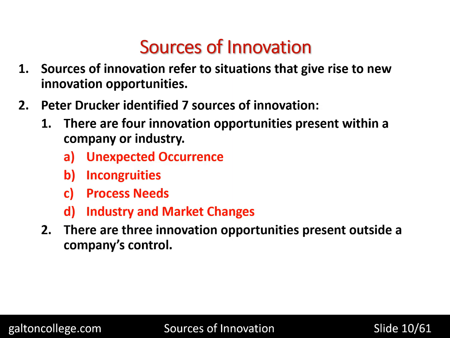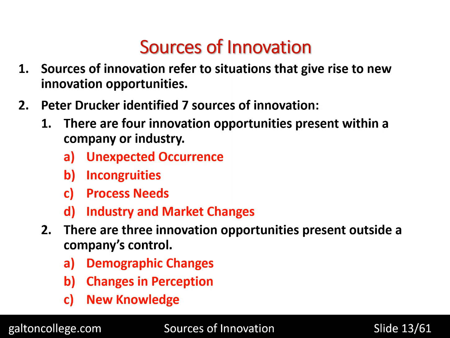There are 3 innovation opportunities present outside of the company's control. These are demographic changes, changes in perception, and new knowledge. And we'll talk about these as well. So now we've got the agenda for this video. We've got the 7 sources that were proposed by Peter Drucker.